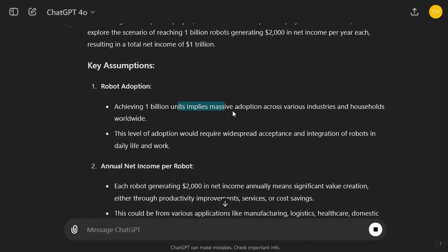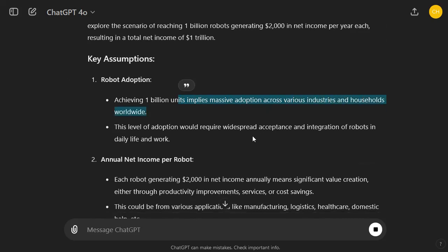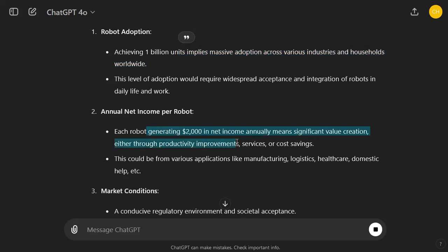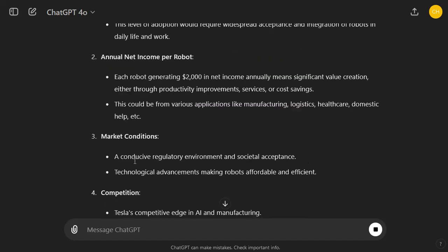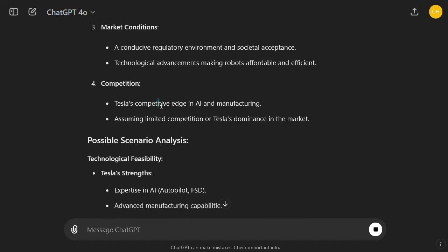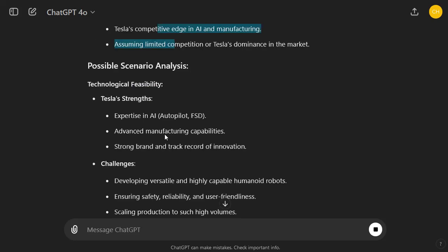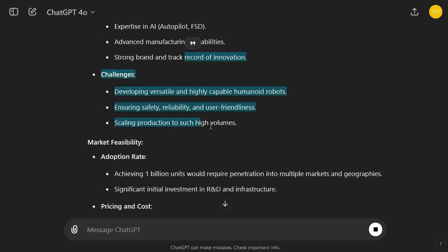Achieving 1 billion units implies massive adoption across various industries and households. Each robot generating $2,000 in net income annually means significant value creation, either through productivity improvement, services, or cost savings. Yeah, this could be from various applications like manufacturing, logistics, healthcare, domestic help, competition. Yeah, there will be competition. Yeah, I think it's a great analysis, right? I really like ChatGPT-4o. It's really a great model.